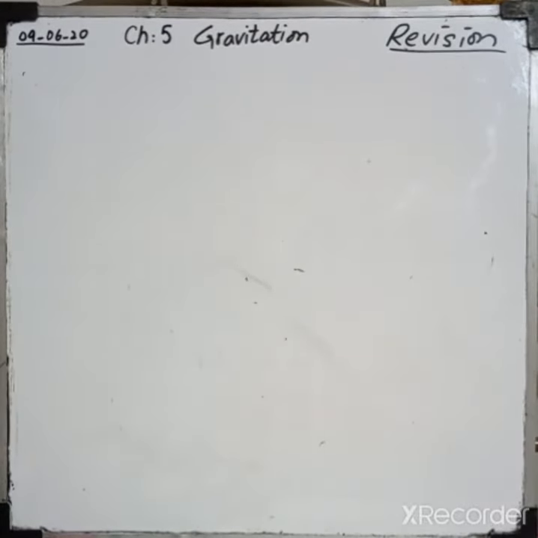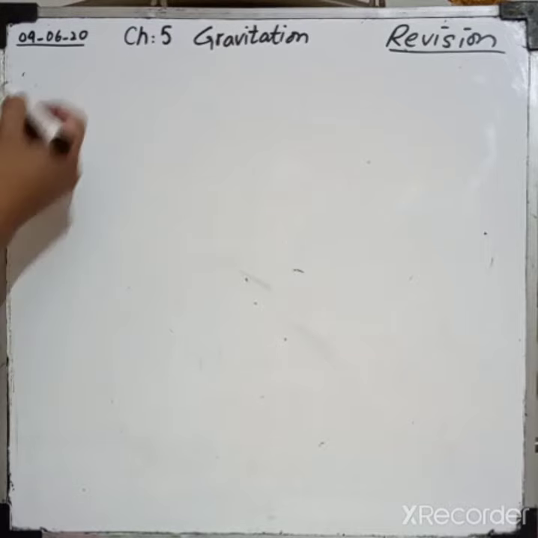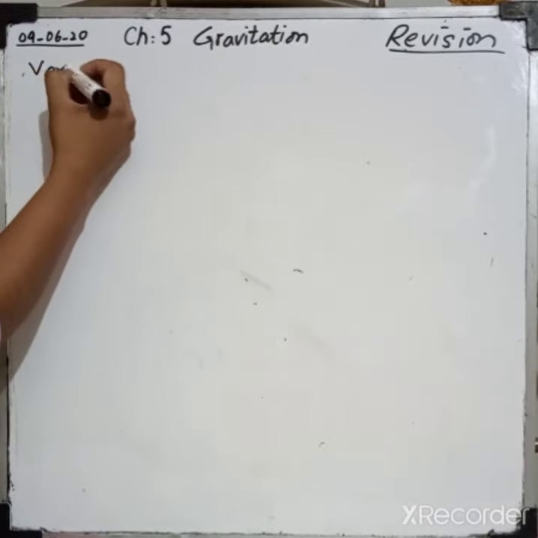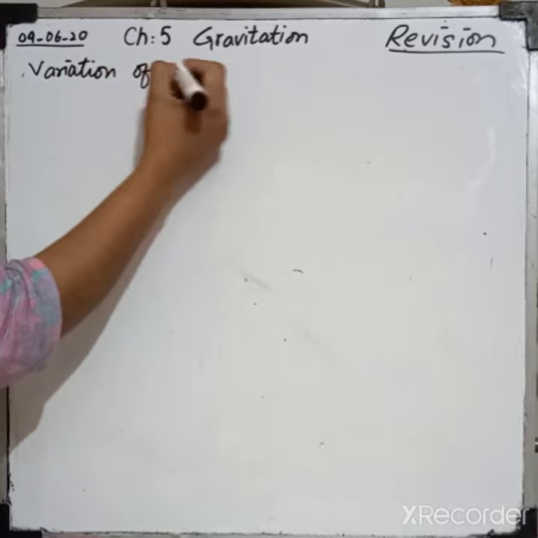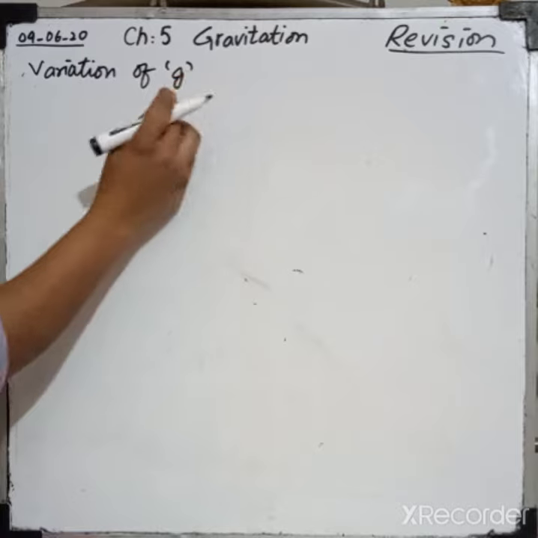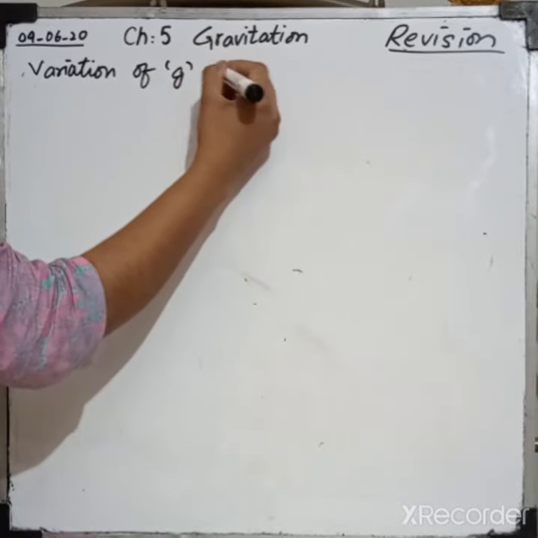We are revising chapter number 5, gravitation. Earlier we have discussed the mass of earth. Today our topic of revision is variation of gravitational acceleration with altitude. Variation of g, gravitational acceleration, with altitude.